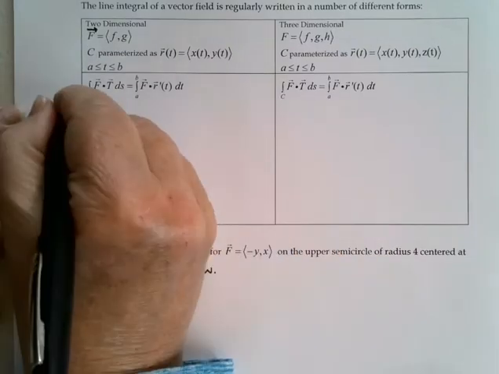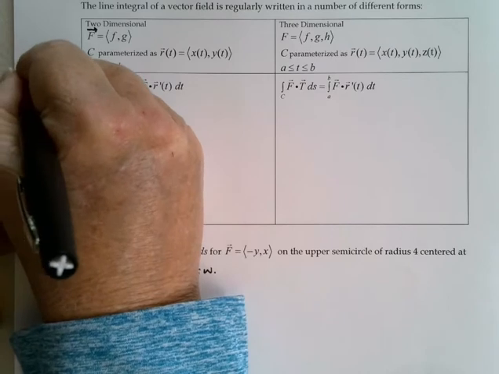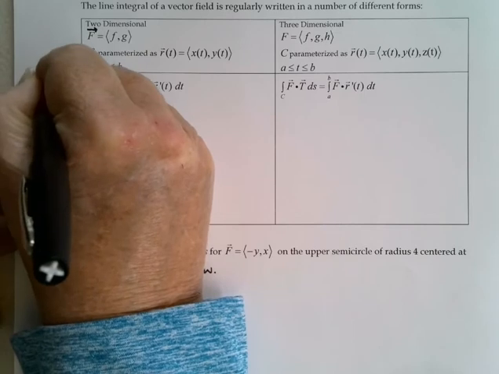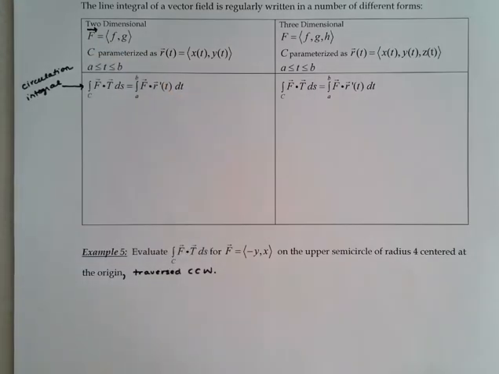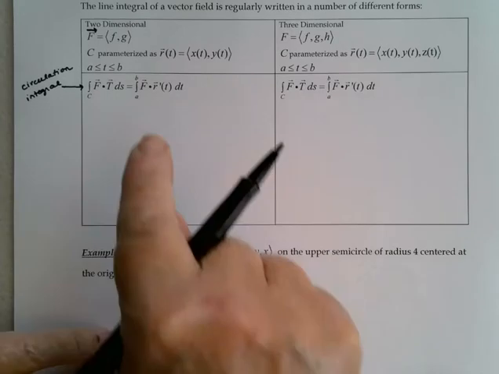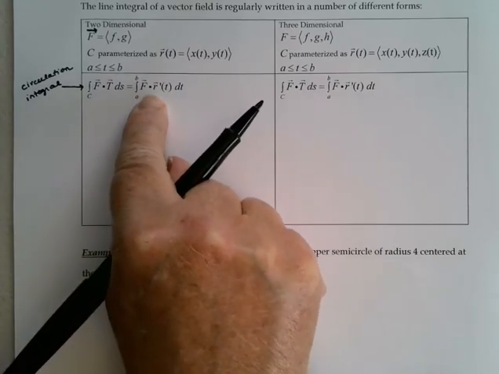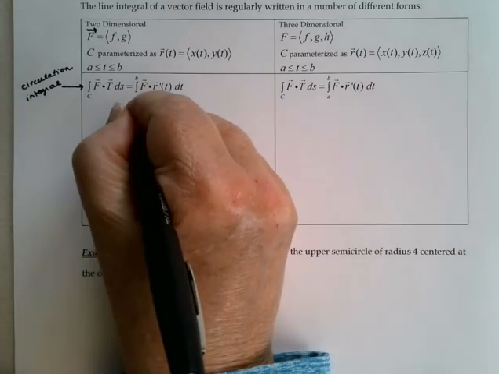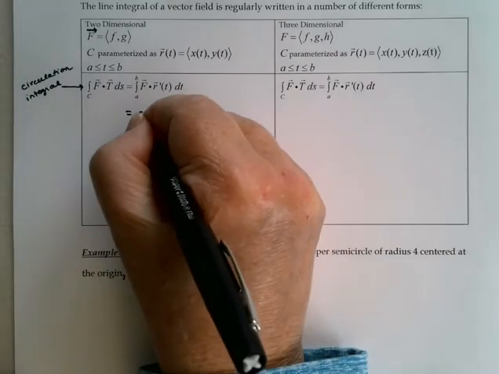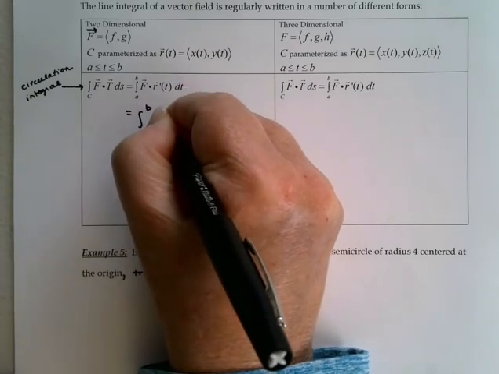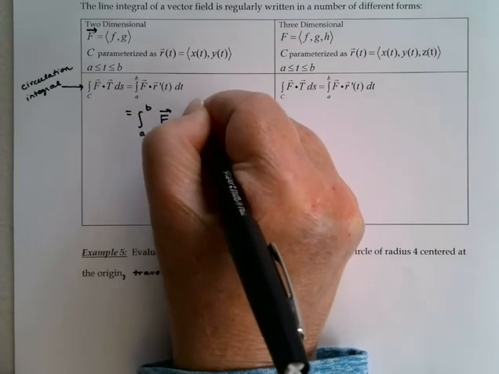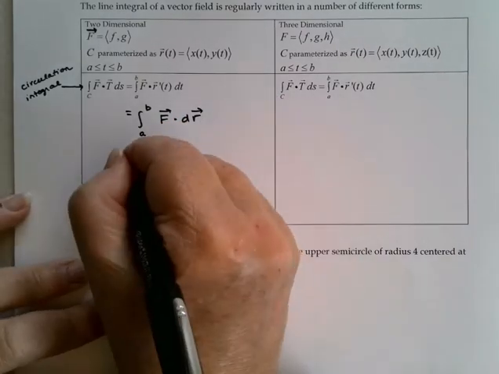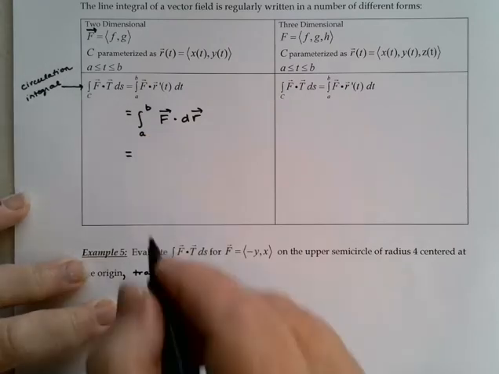Then this circulation integral, F dot T ds, can be computed, as we just saw, as F dot r prime dt. You may remember from last time that I said another sort of shorthand way of writing that was F dot dr. So you may see that from time to time as well. And then there's one other way that you'll often see this written.